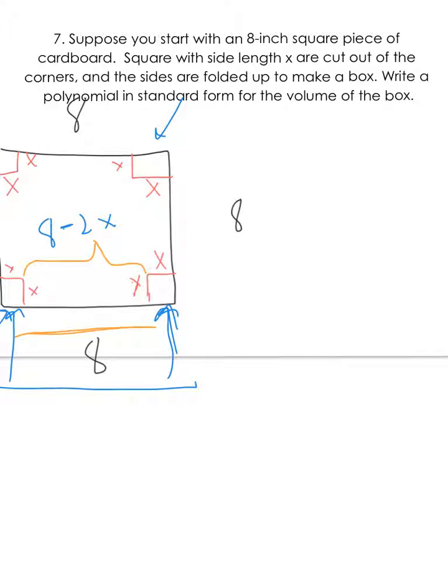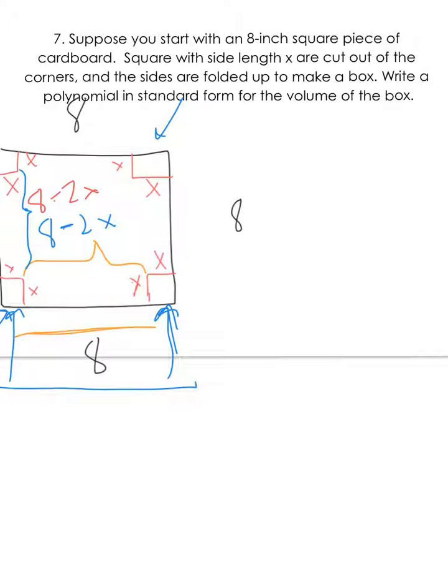Same thing with this side over here. This really starts with being 8 inches, but I'm going to subtract the x on both sides that I have arrows drawn at. And so when I find this distance, from there to there, that also is going to be 8 minus 2x because it is a square.